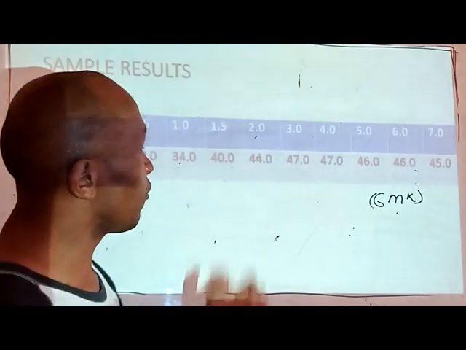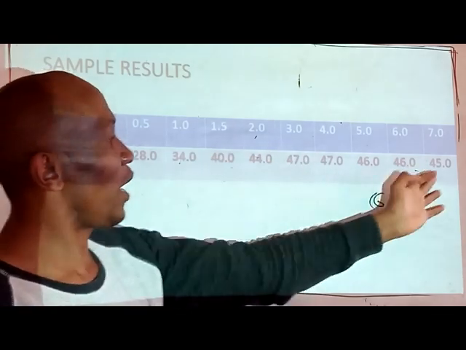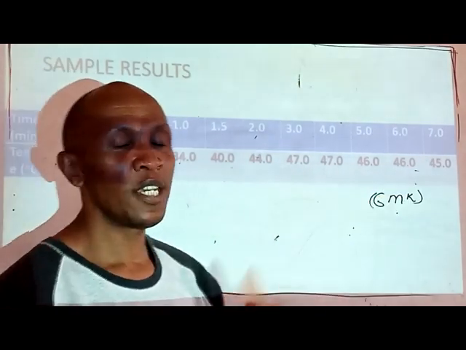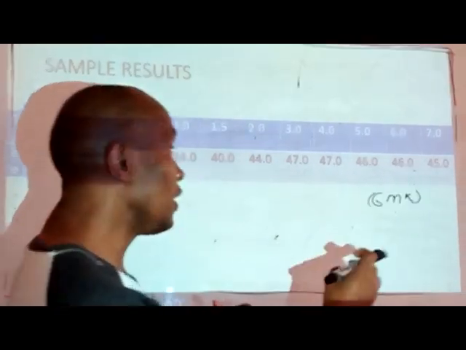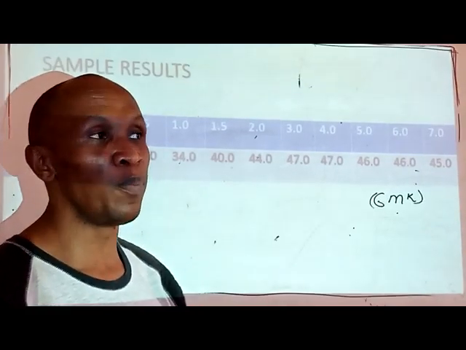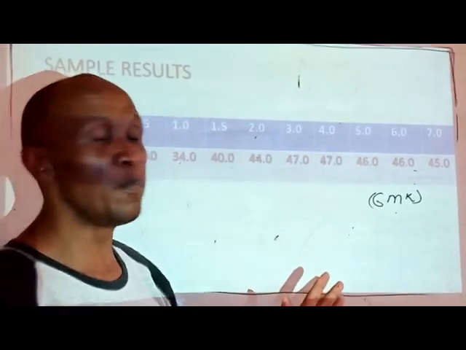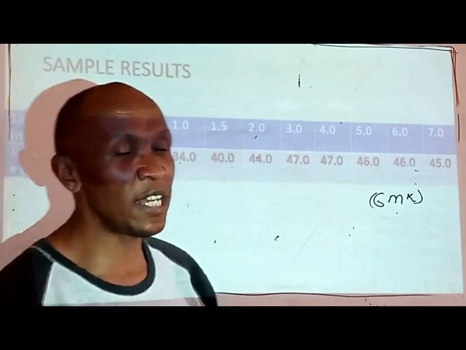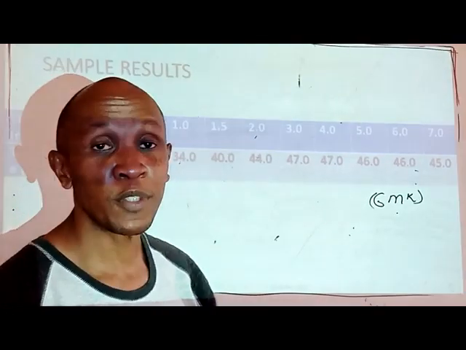Now the other mark is for the decimal, and this is where I'll be looking at whether it is either whole numbers or one decimal place, not two, not mixtures. So that is a decimal. Then there will be a third mark for the trend.